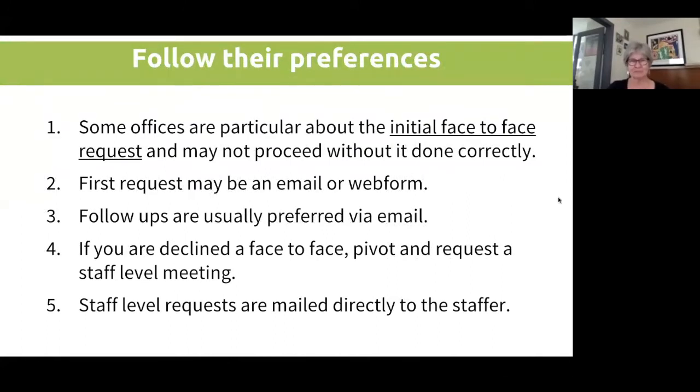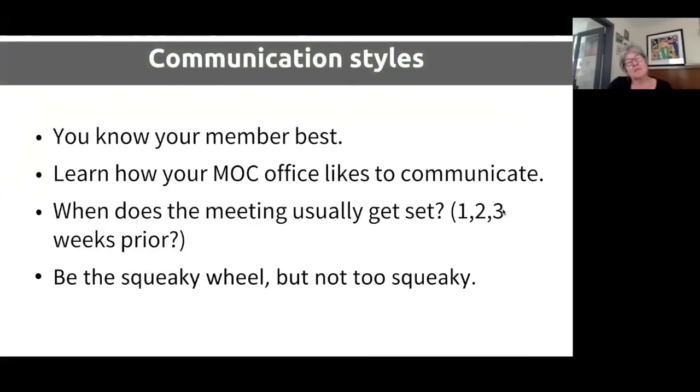If you're declined a face-to-face and request a staff level meeting, then you pivot and go ahead and make the request directly to the staffer. Keep an eye out for their communication style. You know your member best, so watch how they like to communicate. Most of the time it's through emails, brief emails, and then sometimes they'll let you know how far in advance they will set the meeting. Sometimes it's just a week or two, but sometimes they'll set it a month in advance. You also want to be a squeaky wheel, but a friendly squeaky wheel, not too squeaky.